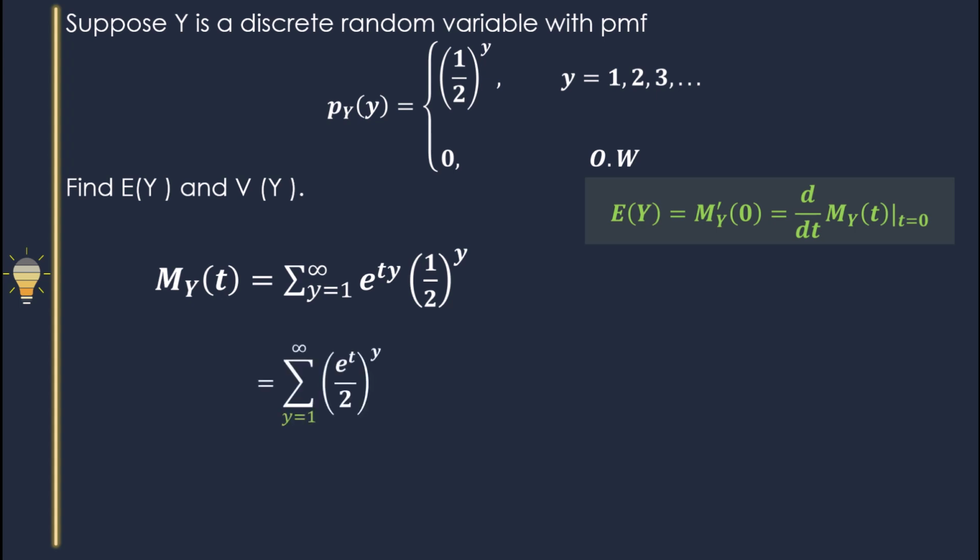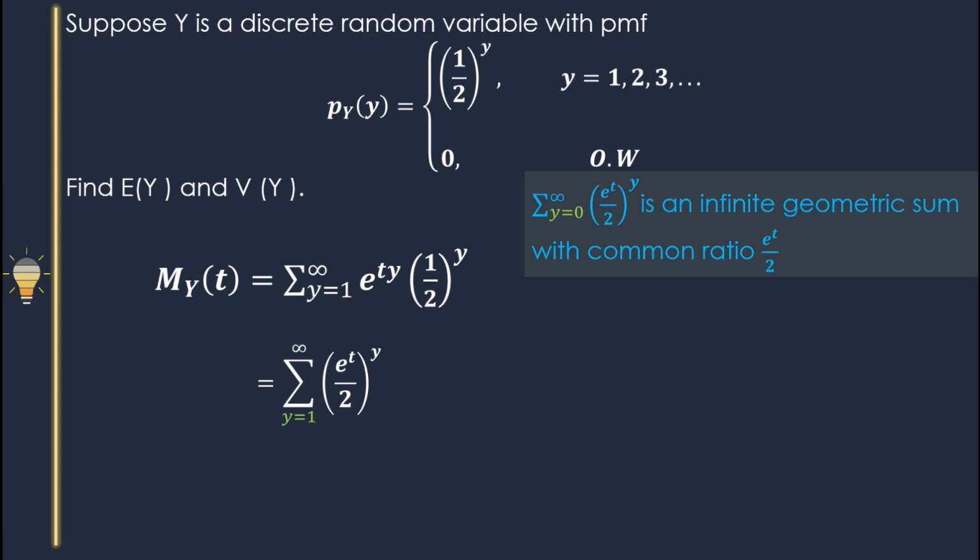So this is the sum over y from 1 to infinity of e^t divided by 2 to the power y. How do we find the sum of this part? We know the sum over y from 0 to infinity of (e^t over 2) to the power y is an infinite geometric sum with common ratio e^t over 2. But in our case, we have y equal to 1 to infinity. So we need to make it 0 to infinity. How do we do it?